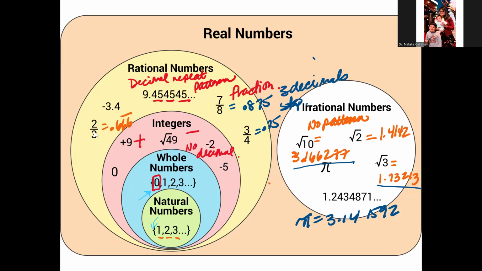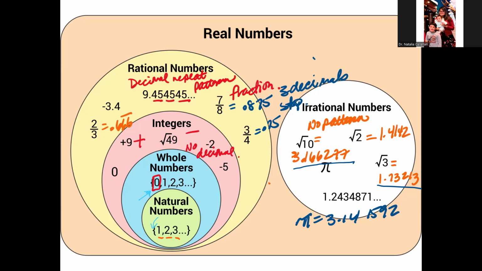Rational numbers can be fractions, decimals, but what do you notice with the fractions? What do you notice with them? Well, once you put them into a decimal, do the decimals have a pattern? Or if they don't have a pattern, what do you notice about the decimal places? How long do they go for? Do they stop or do they keep going?